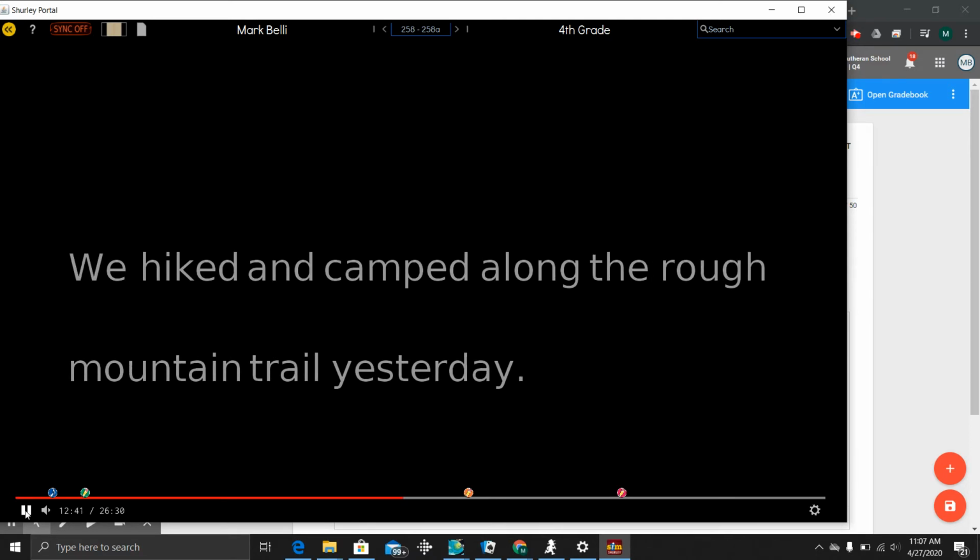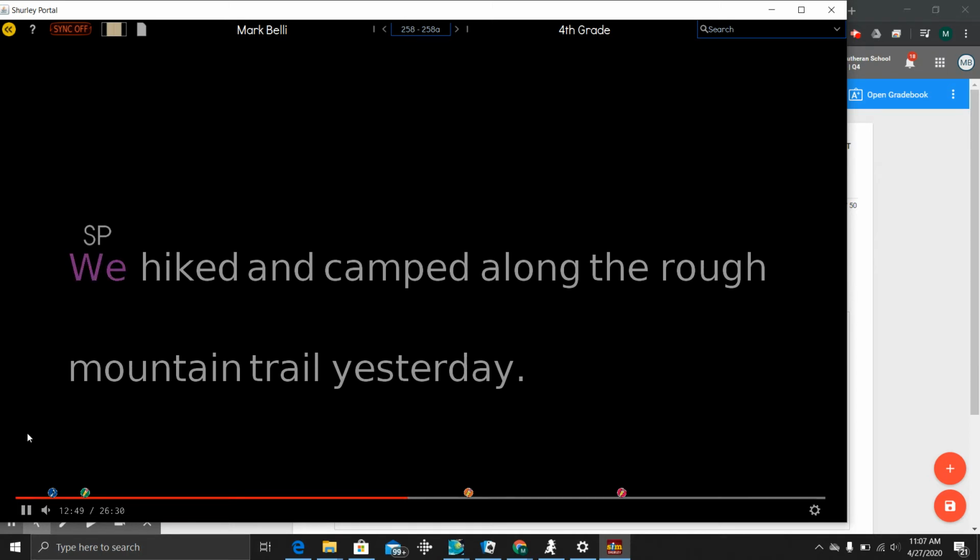We hiked and camped along the rough mountain trail yesterday. Okay, so you have the same basic sentence. We hiked and camped, and then they threw in a prepositional phrase and an adverb. See if you can locate those. Say them with her. Who hiked and camped along the rough mountain trail yesterday?